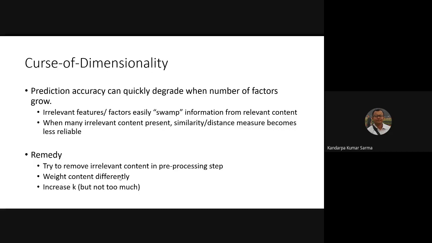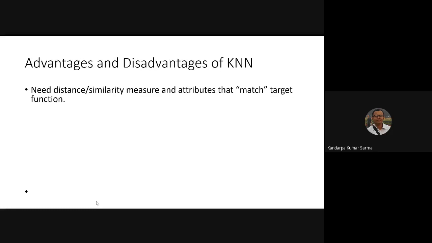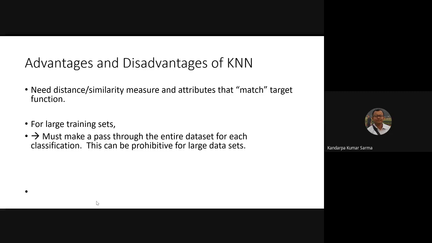or scale the weight differently, and make the k rise, but not too much. So let's go through the plus points and the minus points of the k nearest neighbor: the distance similarity measure, and attributes that match the target function. For large training sets, you must make a pass through the entire data set for each classification. This can be computationally prohibitive for large data sets.